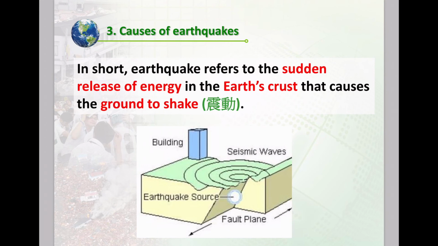So let's make it simple. Earthquake refers to the sudden release of energy in the Earth's crust that causes the ground to shake. I want you to highlight these key points. Sudden release of energy. That's the first main point about earthquakes. It happens in the Earth's crust. That's the second main point. Causes the ground to shake. That's what happens during an earthquake.